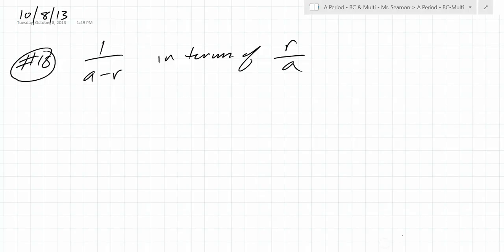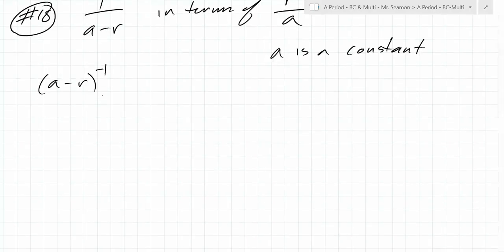The first thing you have to realize is a is a constant. So what is this called? I'll rewrite it. It's a minus r to the negative 1. You need the binomial expansion. Do you remember that? It's been a long time, I know.